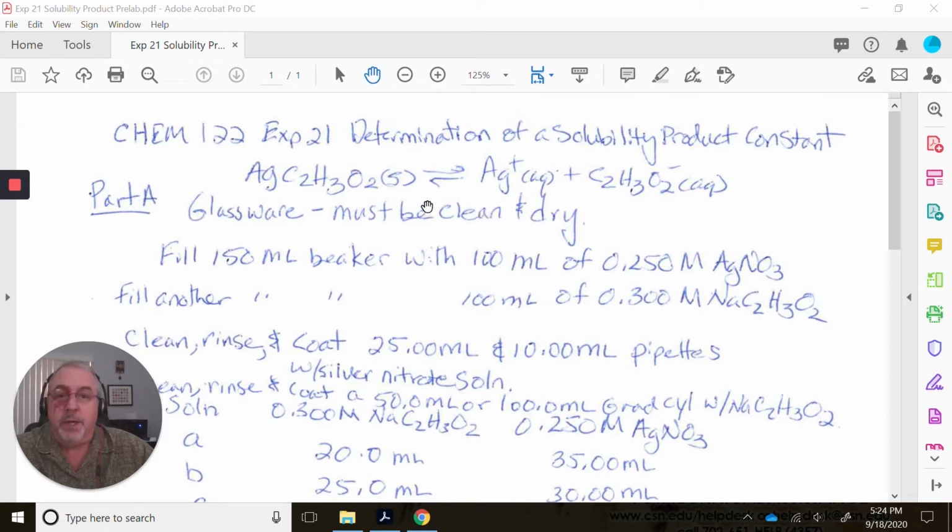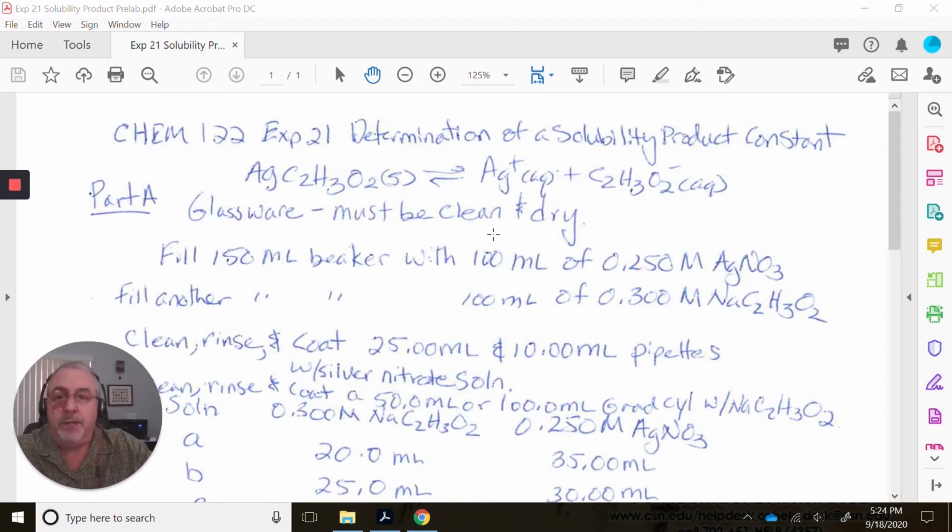So in order to get the experiment set up, we have to make sure we have some clean and dry glassware. And so this is being done in a demonstration for you by Doug Walton, and we're going to see that in just a little bit. First thing we have to do is get some of the ingredients that we're going to use to make our saturated solution.